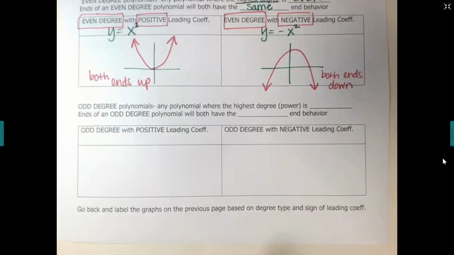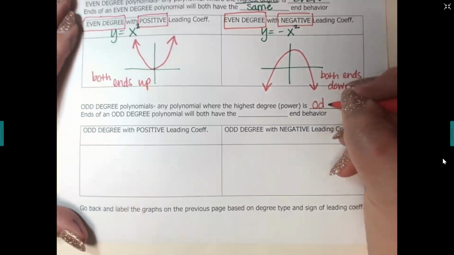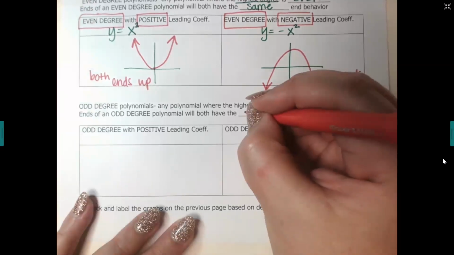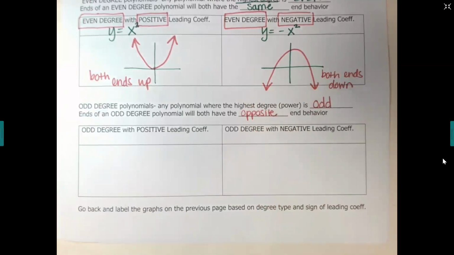Now, for odds, it's the exact opposite. An odd degree polynomial would be when the highest power is odd. And they're going to have opposite pointing ends.